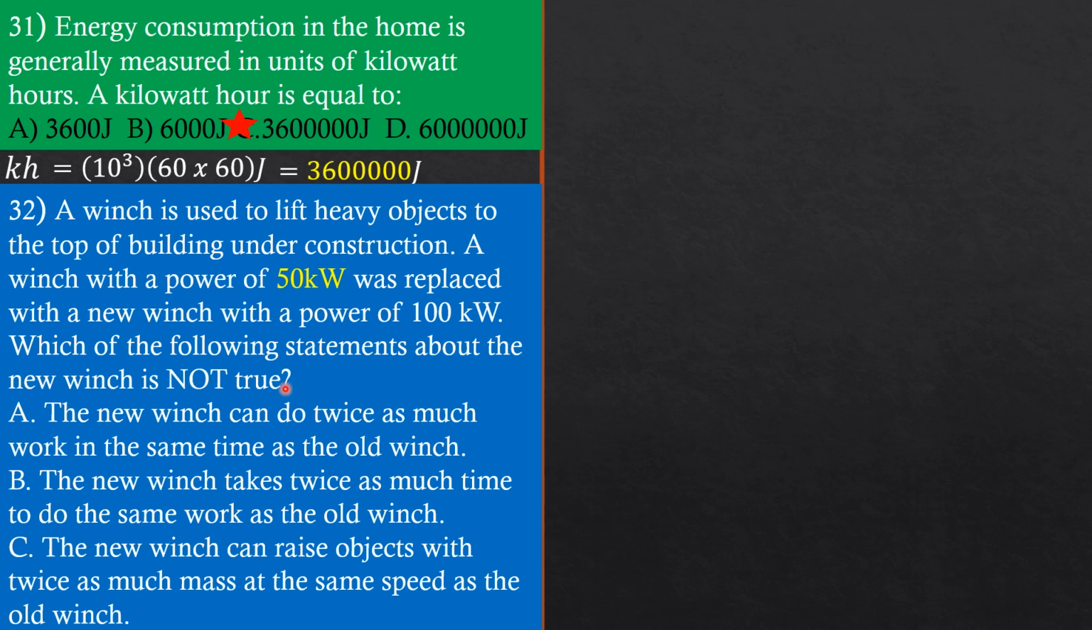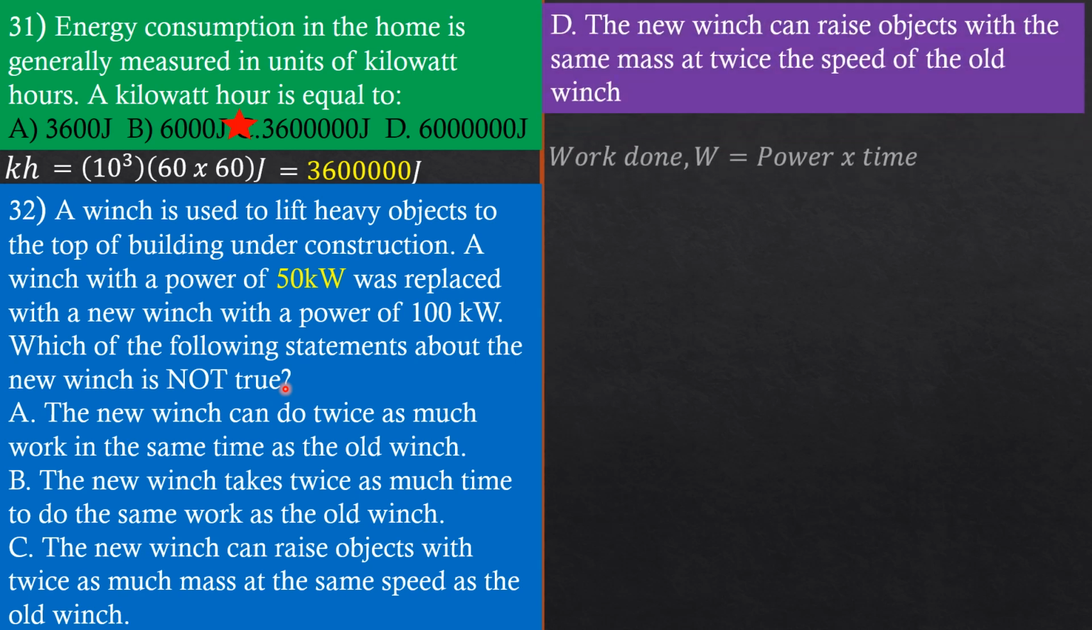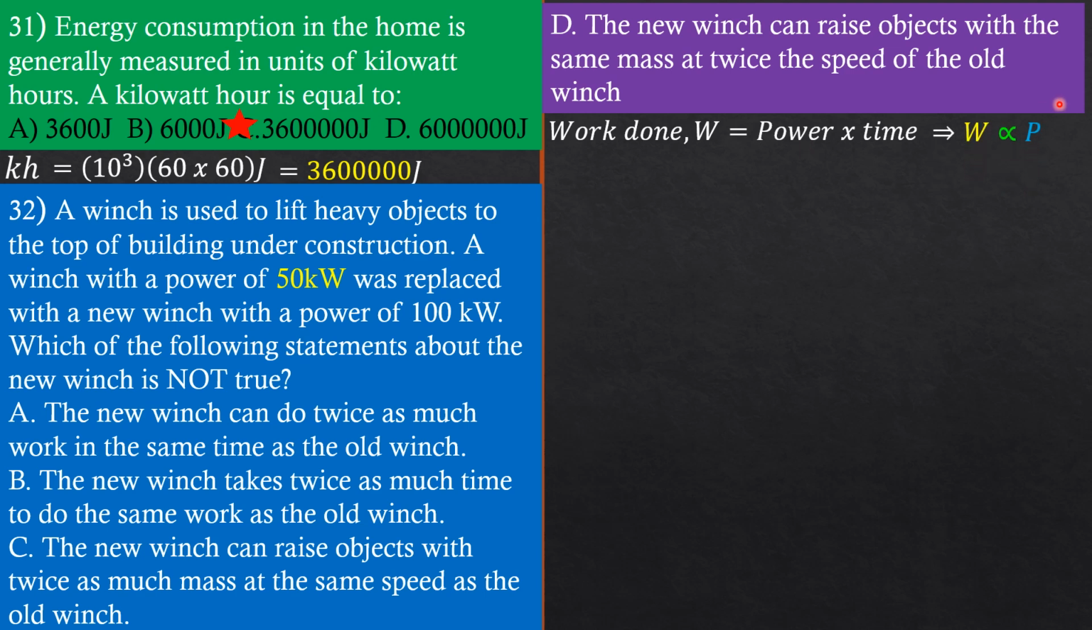Okay, guys, to tackle this problem, all we have to do is recall that the work done W is simply given as the power times the time, right? We have the power already, and we have the time. We can observe that the work done is directly proportional to the power. It therefore means that the more power involved, the more work is going to be done. And this W is simply power times the time. That implies, making T the subject, T becomes W over P.